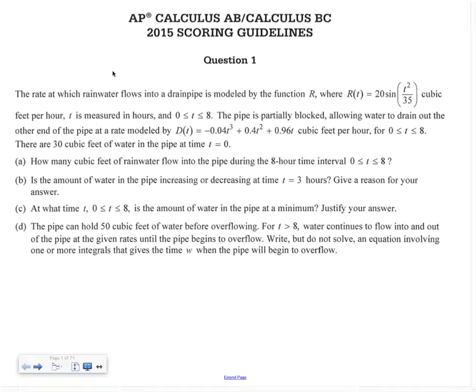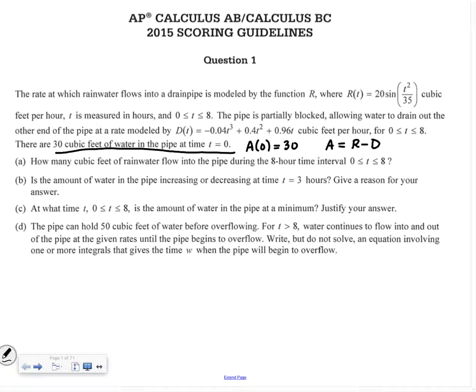The pipe is partially blocked, allowing water to drain out of the other end of the pipe at a rate modeled by d of t, which is negative 0.04 t cubed plus 0.4 t squared plus 0.96 t cubic feet per hour between 0 and 8 again. There are 30 cubic feet of water in the pipe at time t equals 0. So as we've talked about, we always underline this, our initial value. So this is saying that the amount at time 0 is equal to 30. All right, and the change is just going to be the amount coming in minus the amount coming out, right?